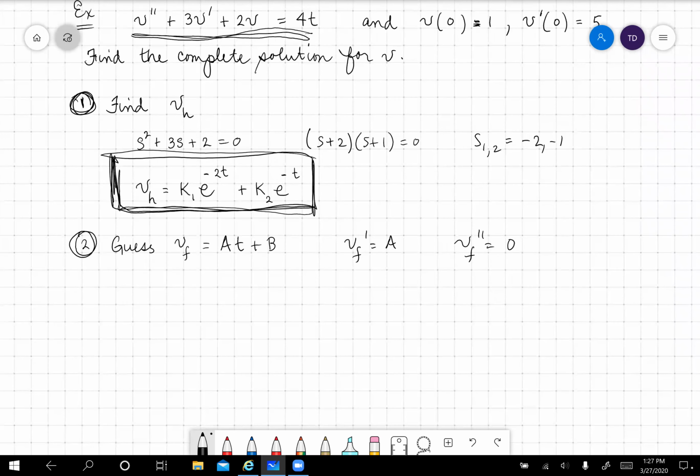Okay, so the differential equation is V double prime plus 3V prime plus 2V is equal to 4T. So now we're going to substitute these in. So V double prime is 0. 3 times V prime, but V prime is A, plus 2.